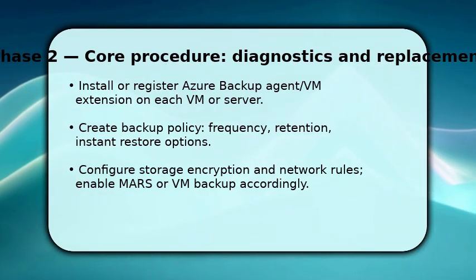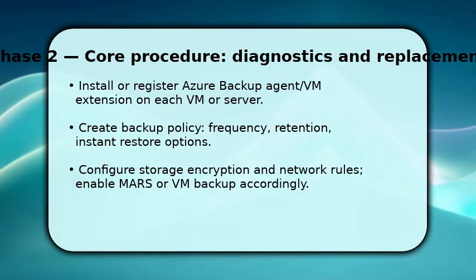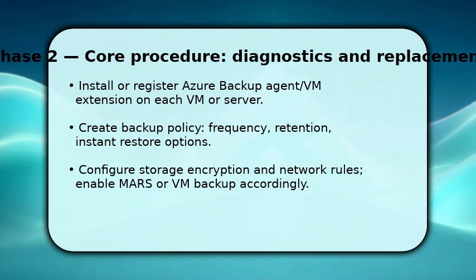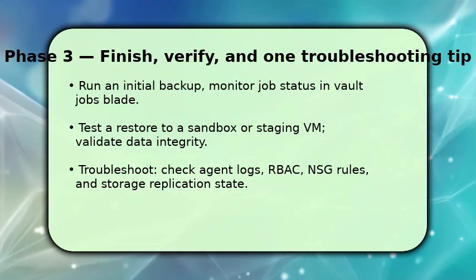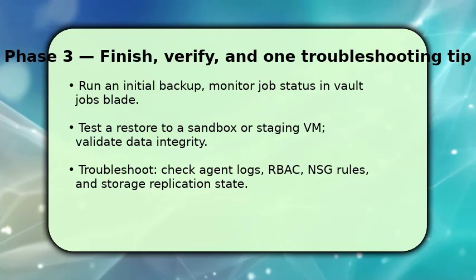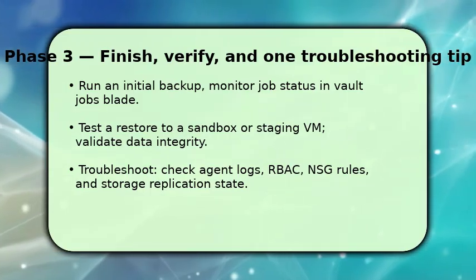Configure encryption at rest and any network restrictions so backups can traverse only approved endpoints. Once policies are assigned to items, trigger an initial snapshot to validate the configuration. Watch for permission issues. Now run the backup and monitor the job in the Vault Jobs blade. You'll see progress, duration, and any warnings.